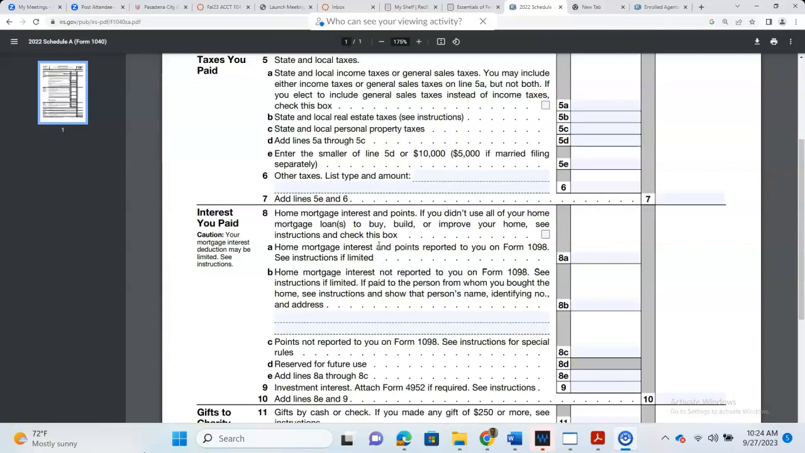If you have home mortgage interest and points reported to you on Form 1098, which normally you have, that will go in 8A. Home mortgage interest not reported to you goes in B, and you have to put line items and report what it is and where it's coming from.